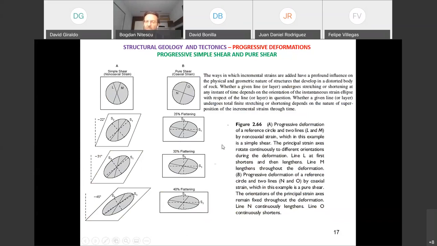And it tries to show you what happens to these lines. And what happens here is a bit complex, because it says line L, at first, shortens. So initially it gets shorter, and then it lengthens with the deformation. So there is a zone here that initially suffers compression, and then it suffers extension during the progressive simple shear. So you see how complicated it is, because we look at the volume of rock and think, what is the history of deformation? Obviously, there were some zones in that volume that initially got compressed, and then they got extended. Yeah. So that's the idea.